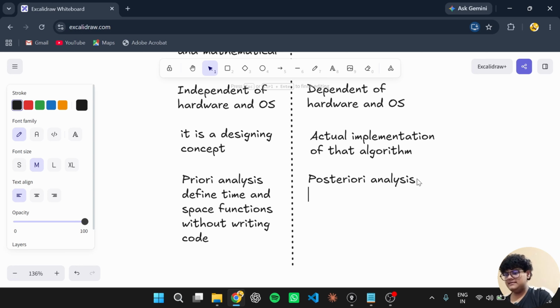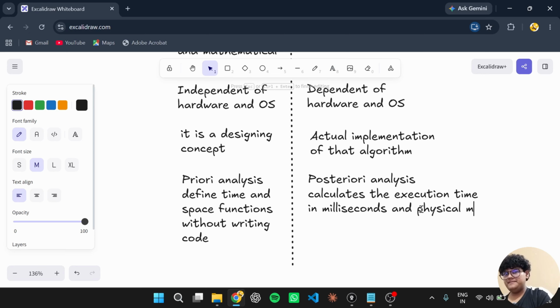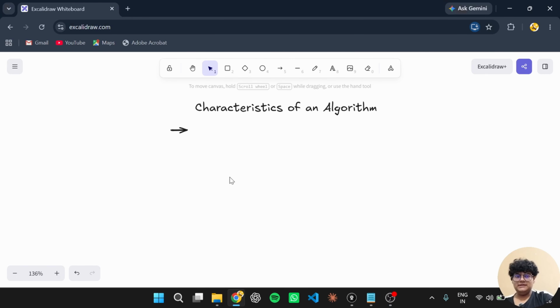So we can write here: calculates the execution time in milliseconds and physical memory consumption in bytes. Now let's see the characteristics of an algorithm.